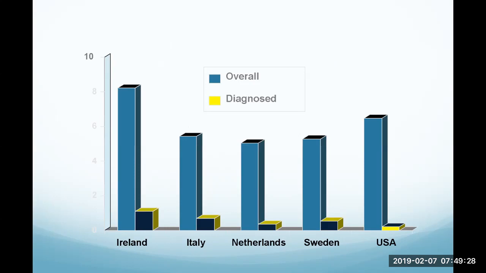This graph gives you a similar picture. The big blue towers are basically the overall iceberg, and the small columns are the tips, which are the diagnosed patients. So everywhere in the world, the iceberg is huge as compared to the diagnosed patients.